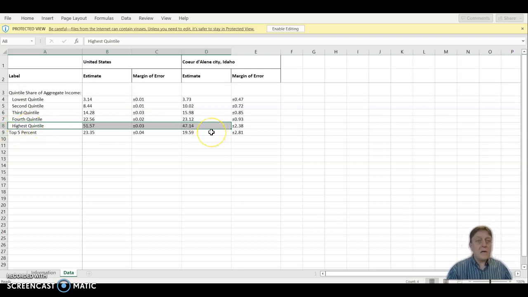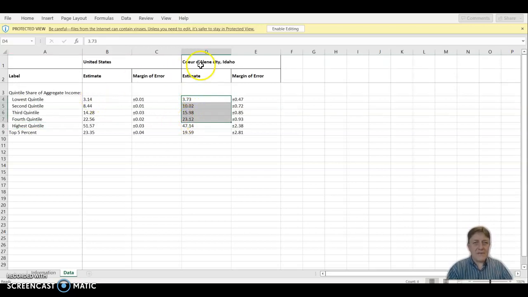What does that mean? Well, you can interpret that by thinking about that a little bit, but it means that less of the income goes right up to the top. And where does it get distributed? It gets sort of distributed across the other 4 quintiles, each of which, for Coeur d'Alene compared to the United States, is actually a little bit higher. So we could say that in Coeur d'Alene, Idaho, there is slightly less income inequality than in the United States.